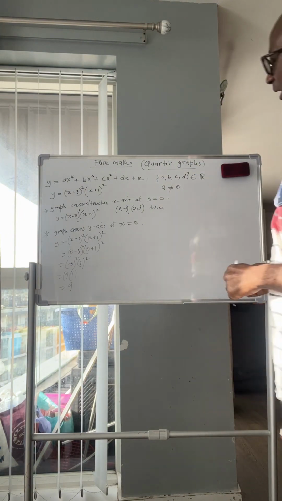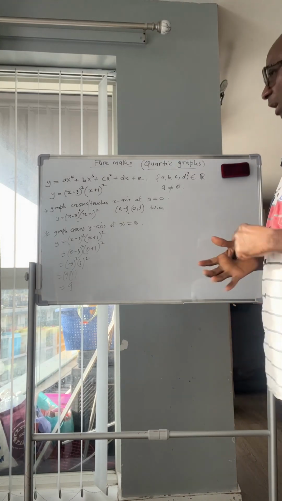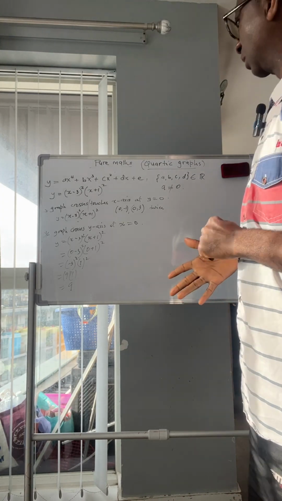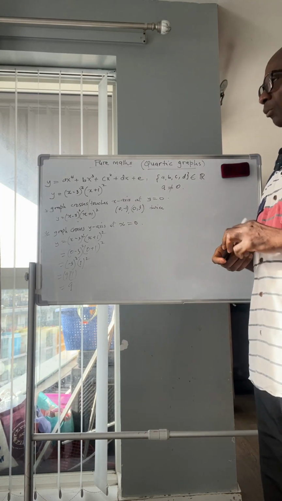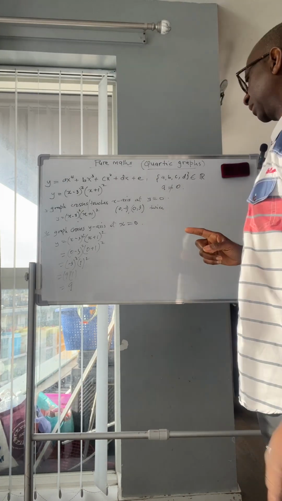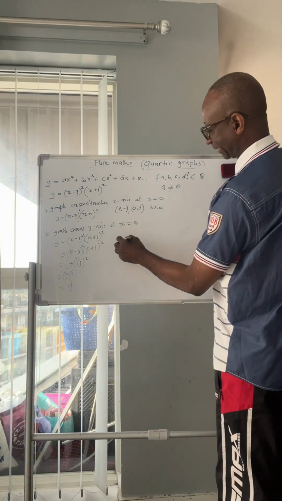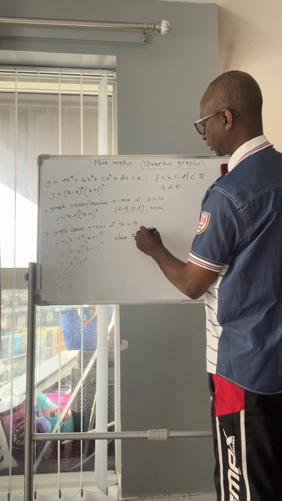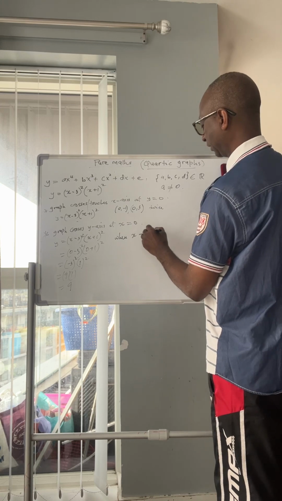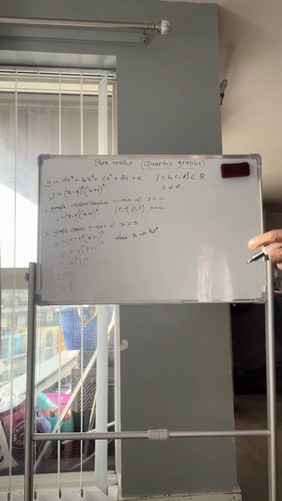Once you are able to find where it touches or crosses the x-axis and where it crosses the y-axis, your next stage now is to observe this function, the behavior of this function when it approaches minus infinity and plus infinity. So now, when x approaches plus infinity, what is the behavior of this function?